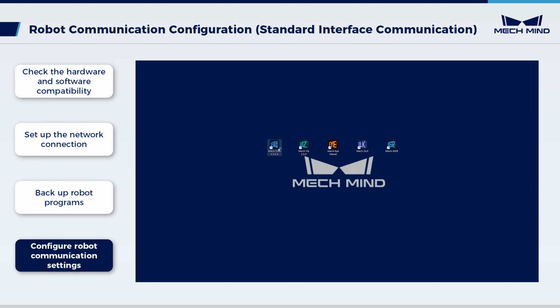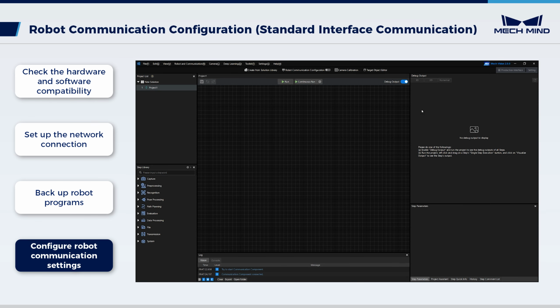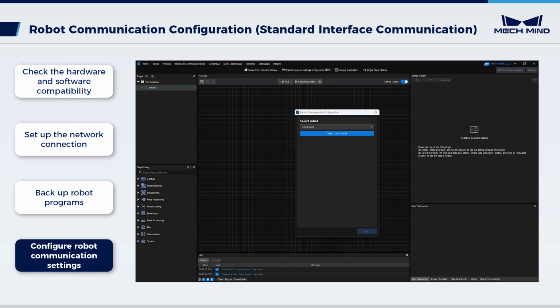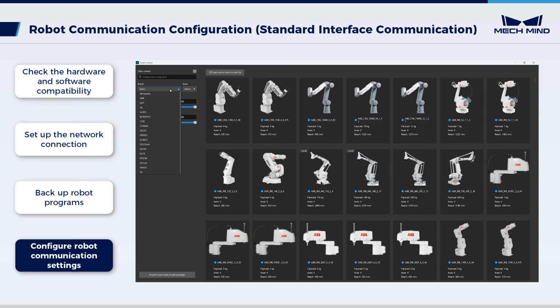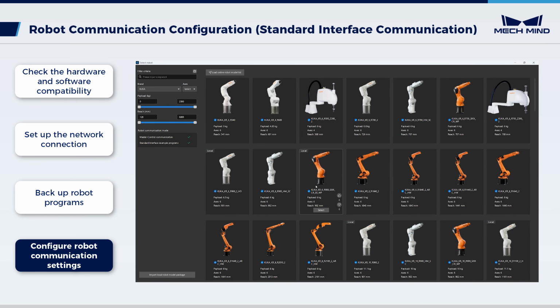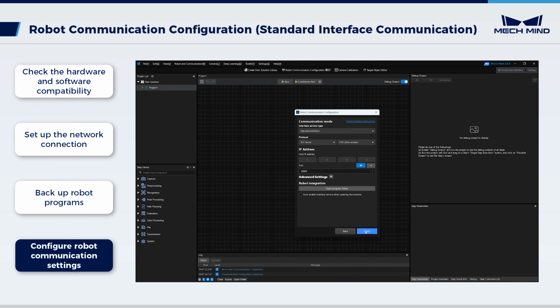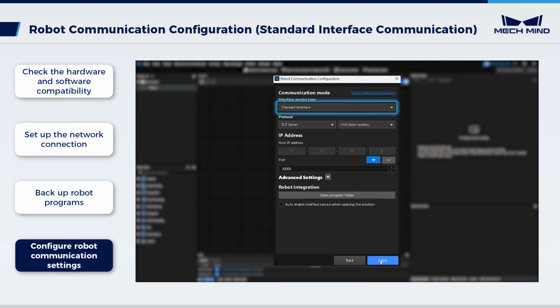Open Mech-Vision. Create a solution based on your application scenario. Click Robot Communication Configuration on the toolbar. Select the listed robot from the Select Robot drop-down menu. Click Select Robot Model. Select the robot model in use. Click Next. Make sure the interface type is Standard Interface, and the protocol is TCP Server and HEX-Endian.